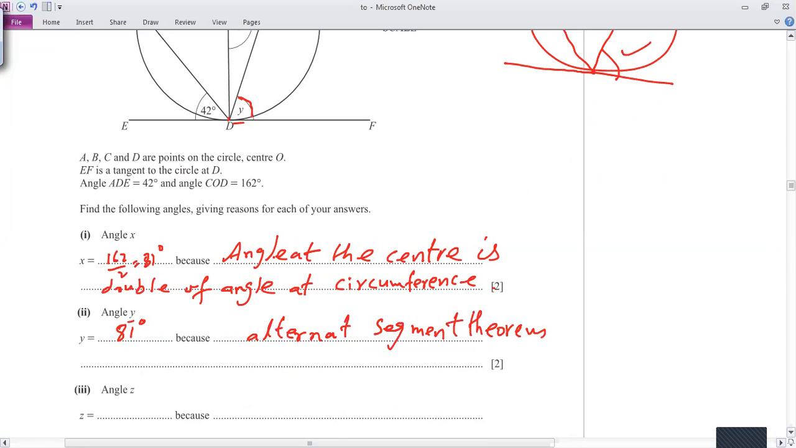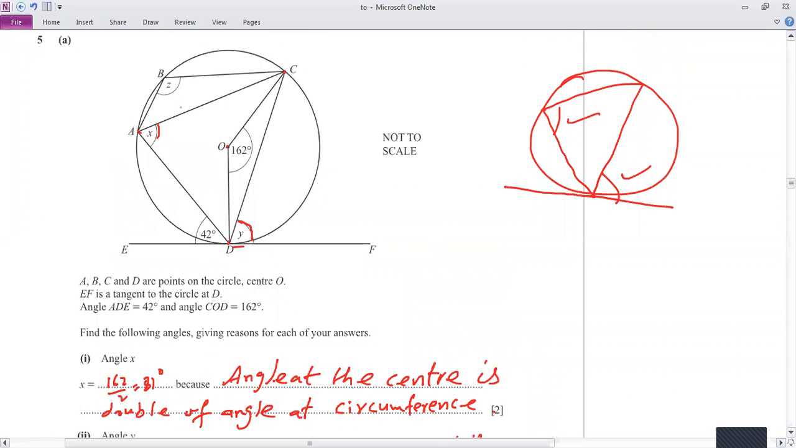Okay, about the angle Z. Now where is angle Z? It will be even quite easy for angle Z. This is angle Z. Now this angle we know is 81, and this angle is 42. And what about this one? This angle I have to find. I can do two things. First of all, try to find this angle.